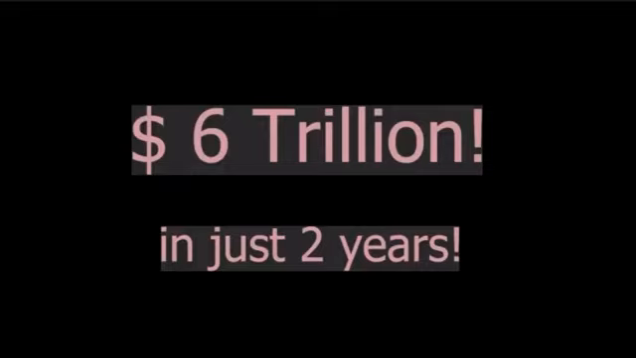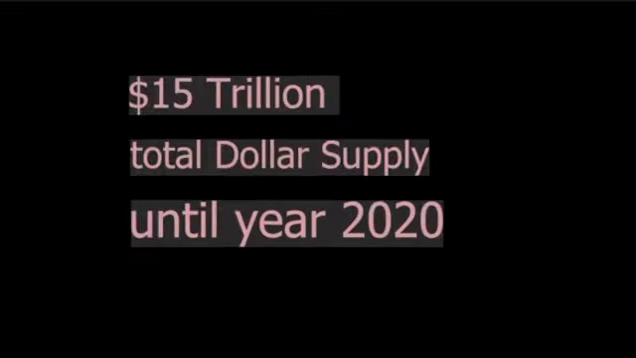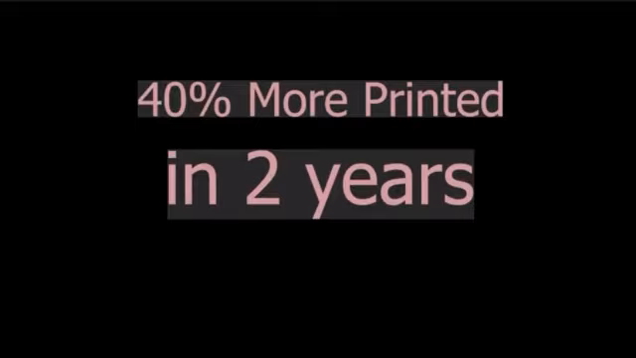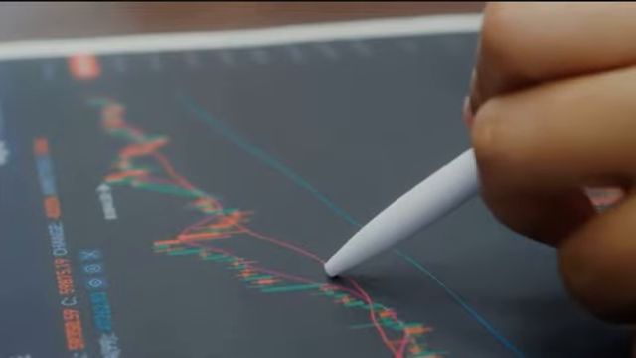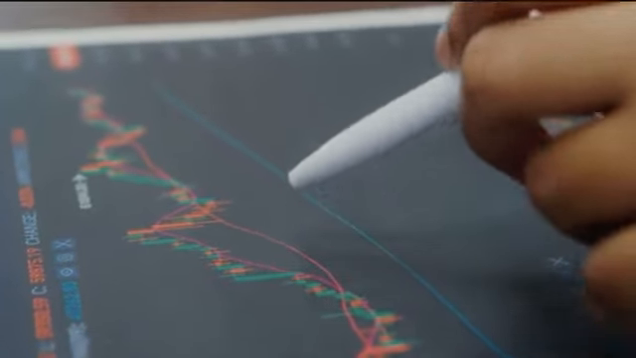The United States government printed over $6 trillion in the last 2 years, which is around 40% of the total dollars that are in circulation right now. Since 1913, there were $15 trillion total in circulation up until 2020. And in the last 2 years alone, the economy has been bloated with $6 trillion more dollars. This is why inflation has skyrocketed, not because of the Ukraine war or the COVID pandemic.